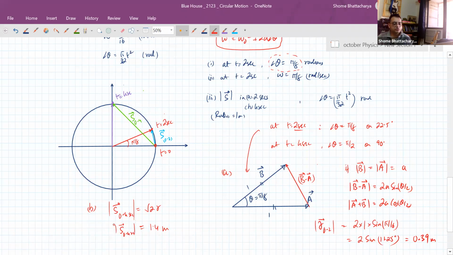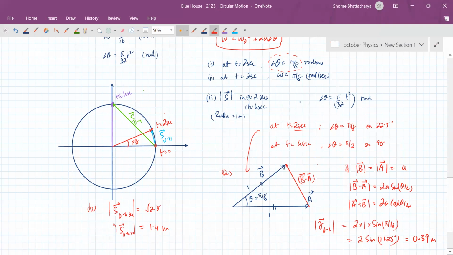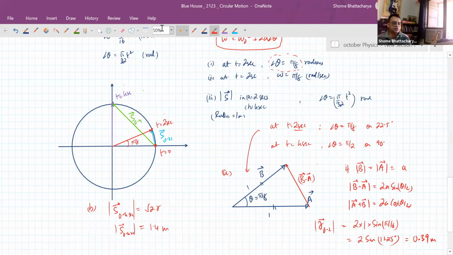One more thing you can observe is that during the entire circular motion, the maximum possible displacement from the start is 1 diameter. That happens when the angular displacement is pi.